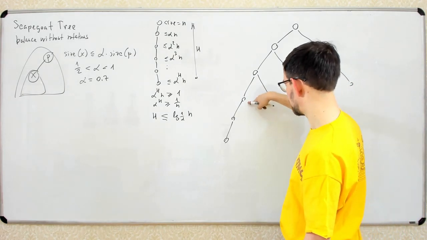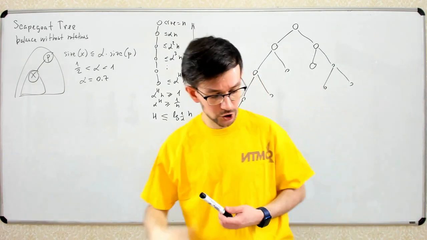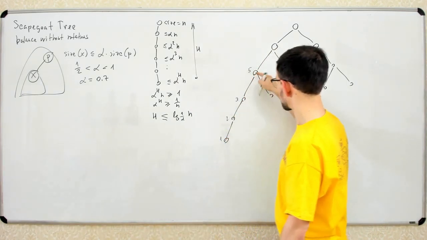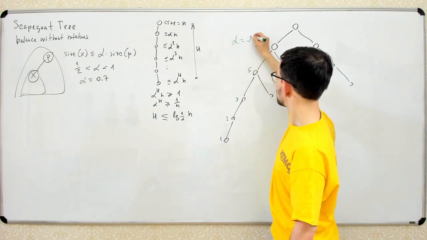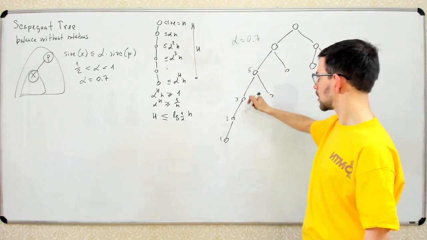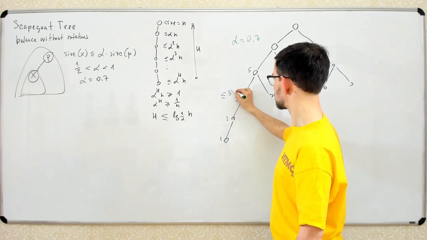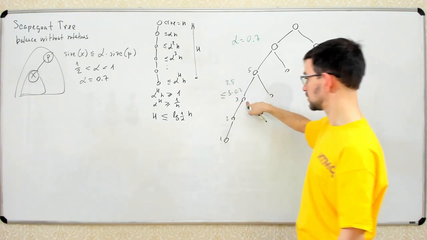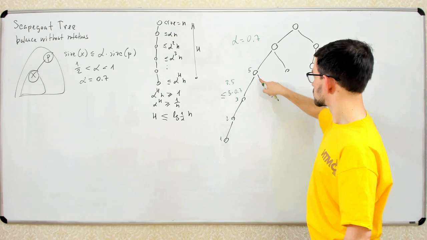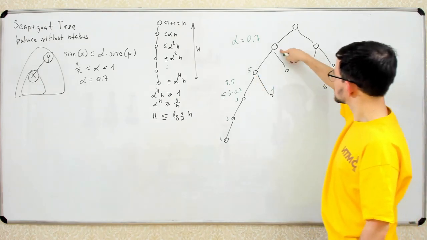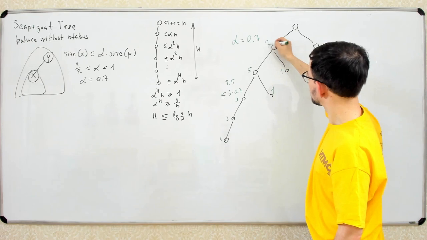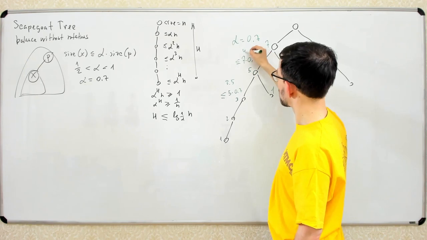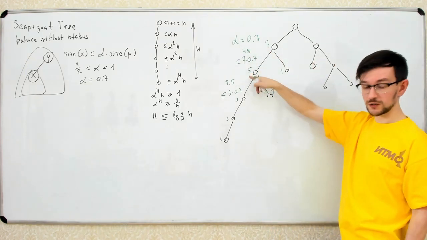Here I have 3. Let's check. So I have 1, 2, 3. Here I have 5. 5 multiplied by, so again, alpha is 0.7. So here I could be at least 5 multiplied by 0.7. It's 3.5, right? So it's good. That's good. So this node is fine. For this node I have 7. So this node should be at most 7 multiplied by 0.7. It's 4.9. So this node is too big.